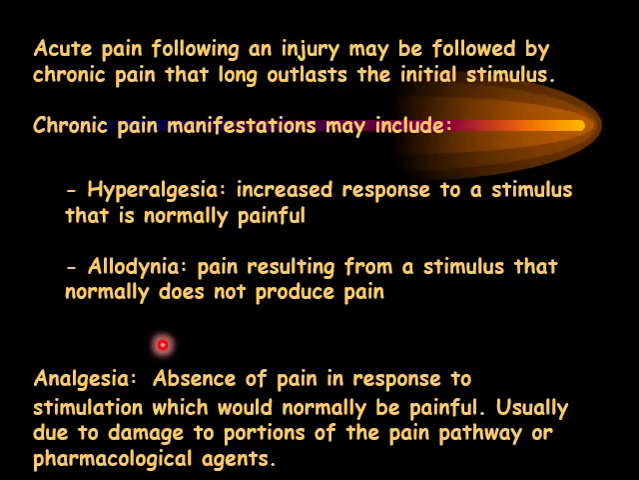Analgesia is just the opposite. It's an absence of pain in response to a stimulus that's normally painful. And that's usually due to damage to some part of the pain pathway, peripherally or centrally, or due to some pharmacological agents, something that suppresses pain perception.